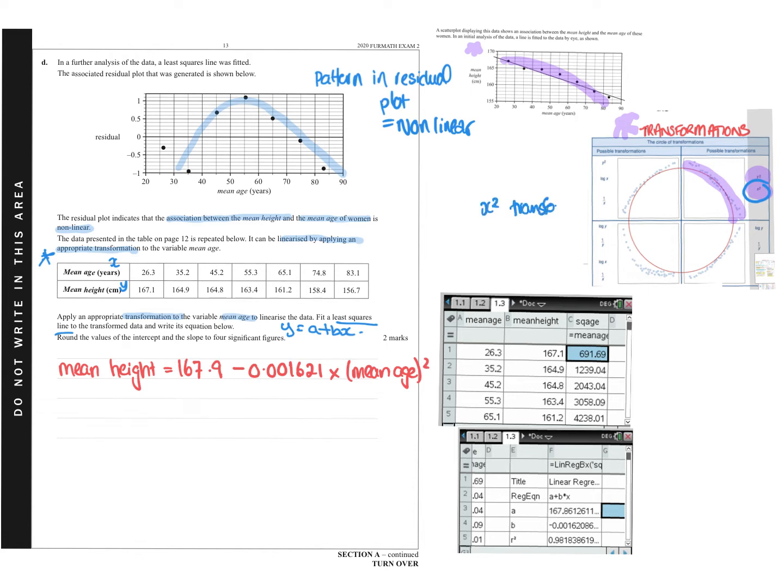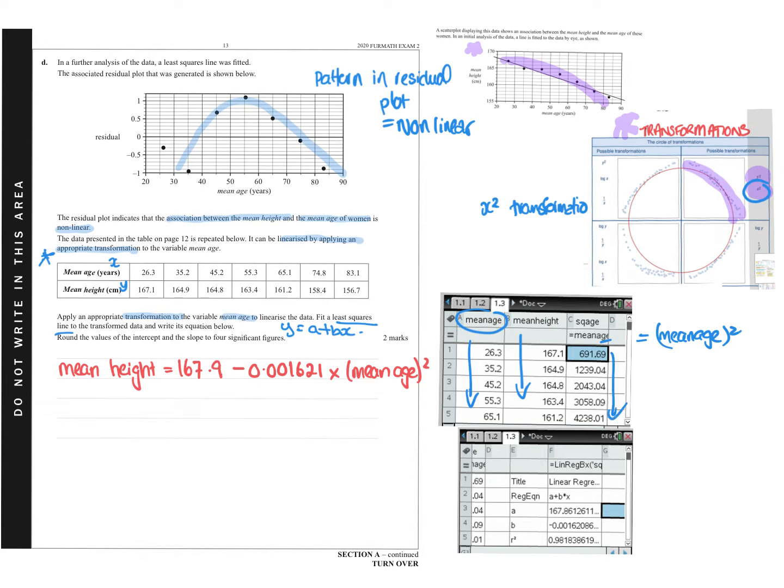So what you need to do is you need to type your first original list in. So you can see I've got the mean age and mean height, and then I have to create a list of these ages squared. So I just called it SQ age. And then what you do is you just, in the formula bar, you write equals. Now because I wrote mean age, I'll have to type that out there. And then I just square it and press enter.